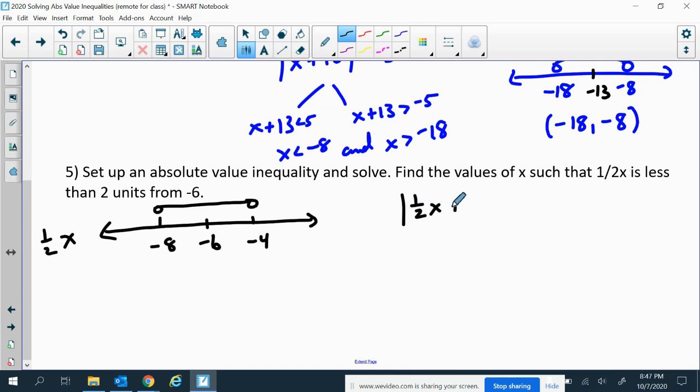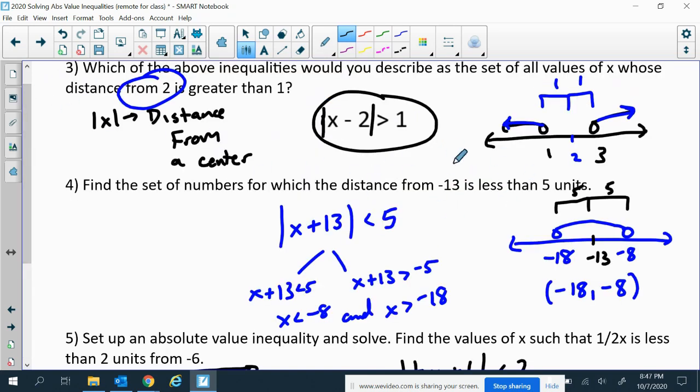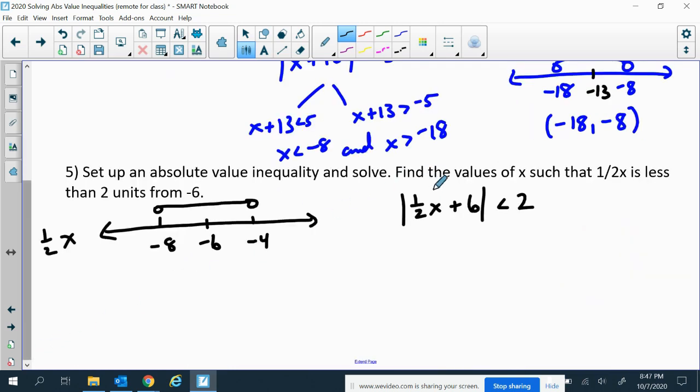And I have absolute value of 1/2 x plus 6 on the inside, and that's less than 2, which makes total sense because it's kind of just like this problem. So it is less than 2 units away from negative 6. If I looked at this situation and I graphed this, 1/2 x would look like this, but that's not what x is going to look like. So x is going to look entirely different, and I'm going to break this into two cases and see what x looks like.